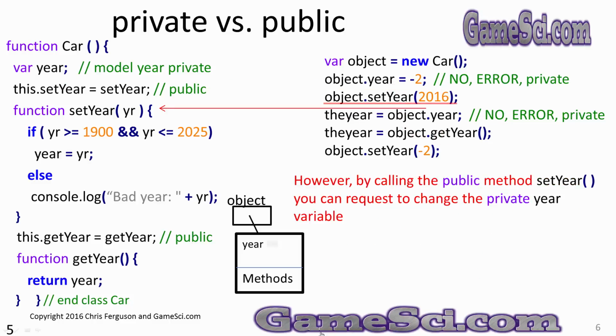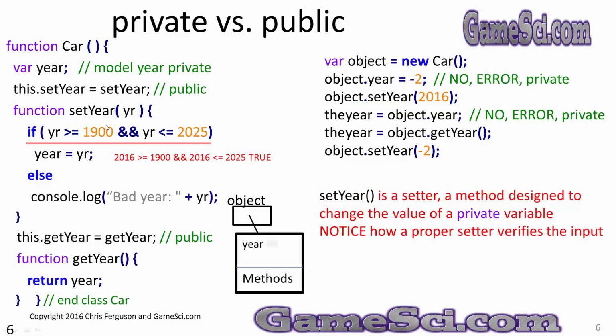Here's the proper way to change the year inside of an object. I'm going to say object.setYear and pass it the argument of 2016. 2016 will be assigned to the YR variable. By calling a public method, setYear can request to change the private year variable. We're passing it the argument 2016 and assigning it to the YR variable. Look what happens. We'll go inside the method and start executing the method.